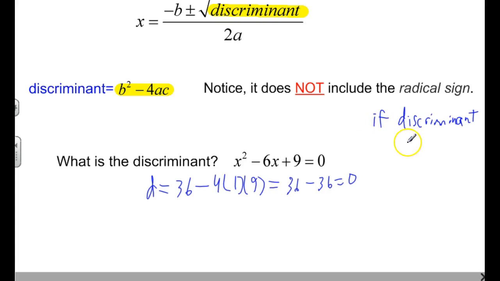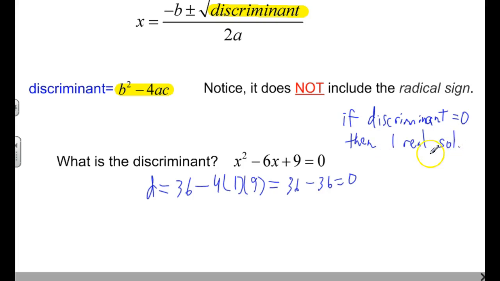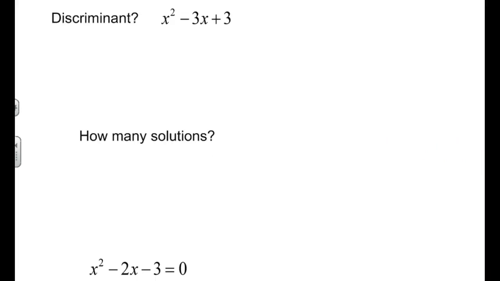So the first case is, maybe I should say it this way, let's move it over. If the discriminant is equal to 0, then there is one real solution to the quadratic. So that's the first case of discriminant. If the discriminant is equal to 0, you're adding and subtracting 0 in the context of the quadratic formula, so that's going to be the case. Let's try this one.